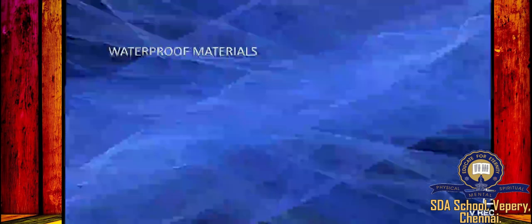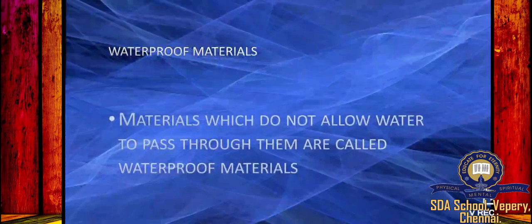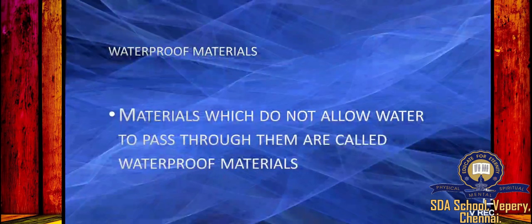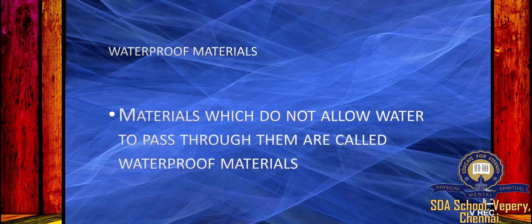And the last material is waterproof material. So what does the word waterproof mean? The word waterproof means it will not allow any water to pass through it, right? So the materials which do not allow water to pass through them are called waterproof materials.